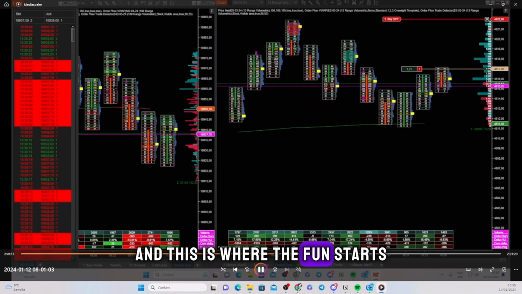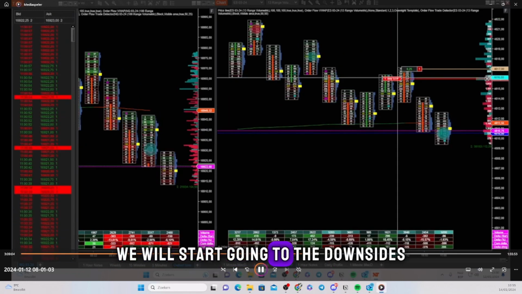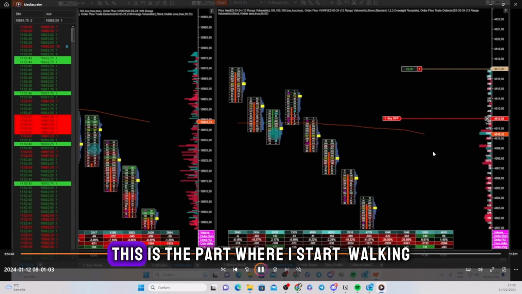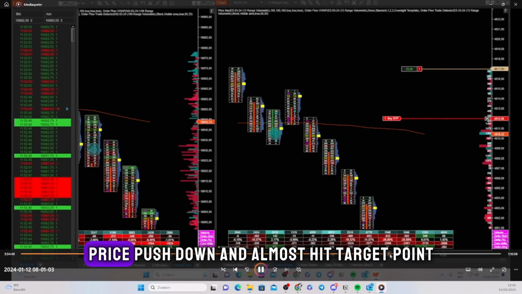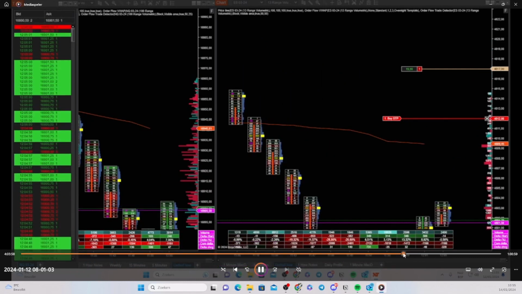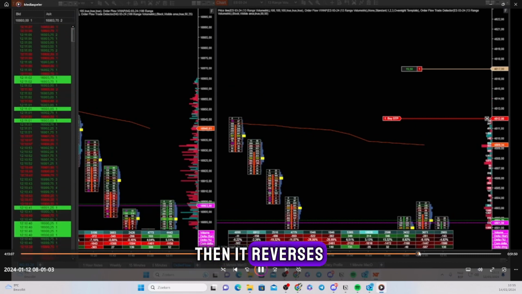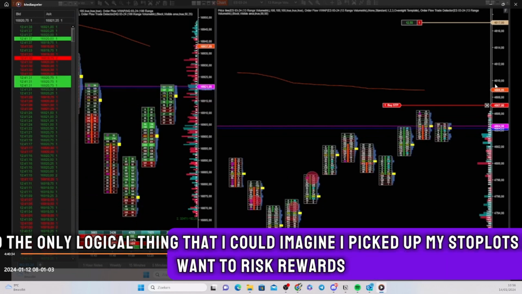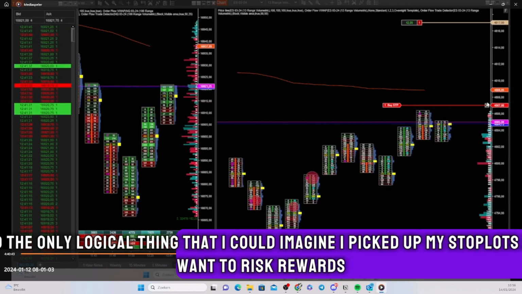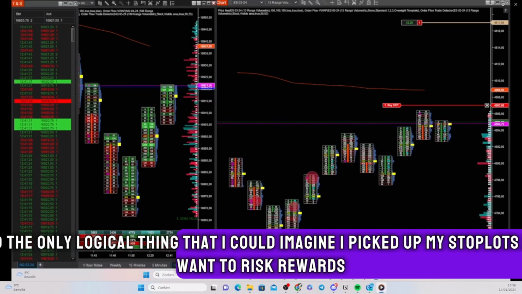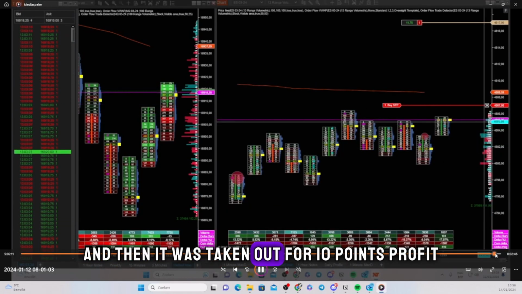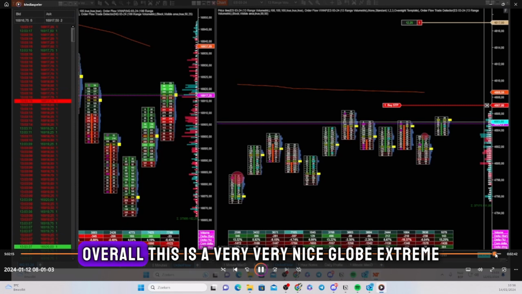And this is where the fun starts. We start going to the downside and we start pushing down. This is the part where I started walking. Price pushed down and almost hit points. Then it reversed. So I did the only logical thing that I could imagine. I put my stop loss at the 1-to-2 risk reward, and then it was taken out for 10-point profit.